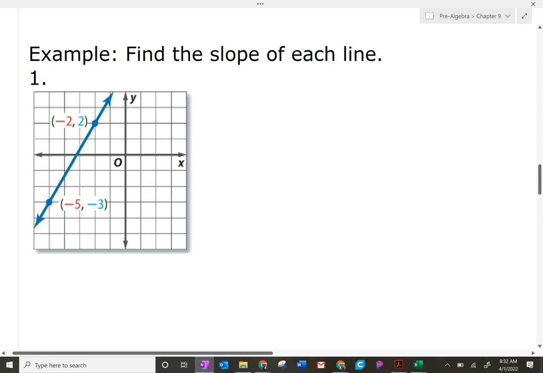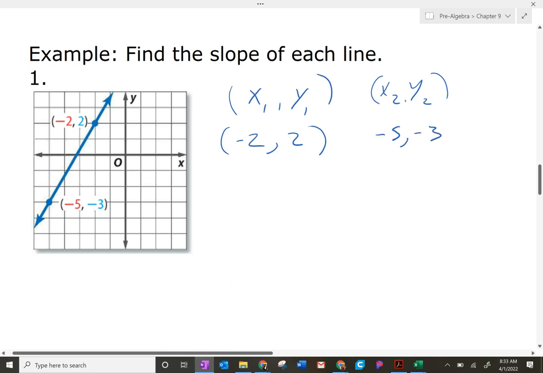I'm going to rewrite those ordered pairs just so I can be consistent this way. So I've got my first one, my x1 and my y1. My first ordered pair is going to be -2, 2. My next ordered pair, my x2 and my y2, my second ordered pair is going to be -5 and then -3. Okay, so again, these are the ordered pairs I'm working with. If you want to look at them over here, I'm just going to show you really consistently this way.